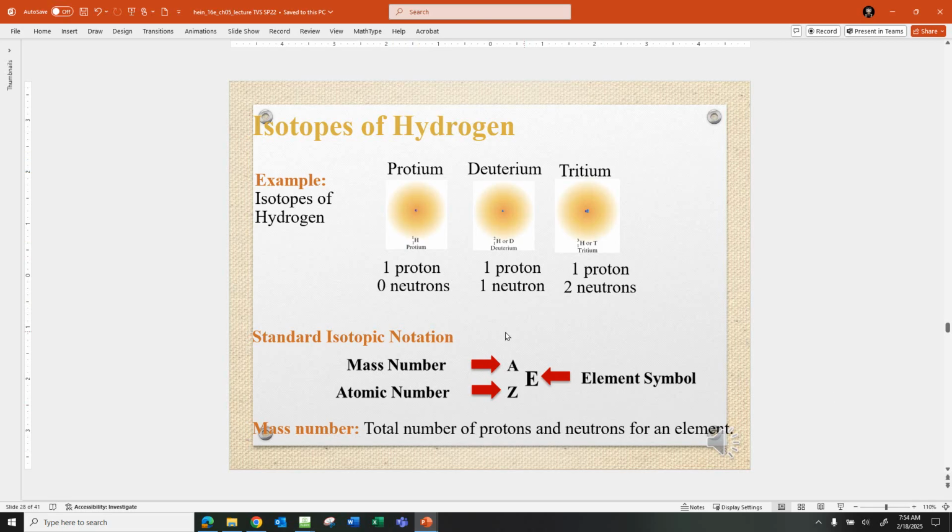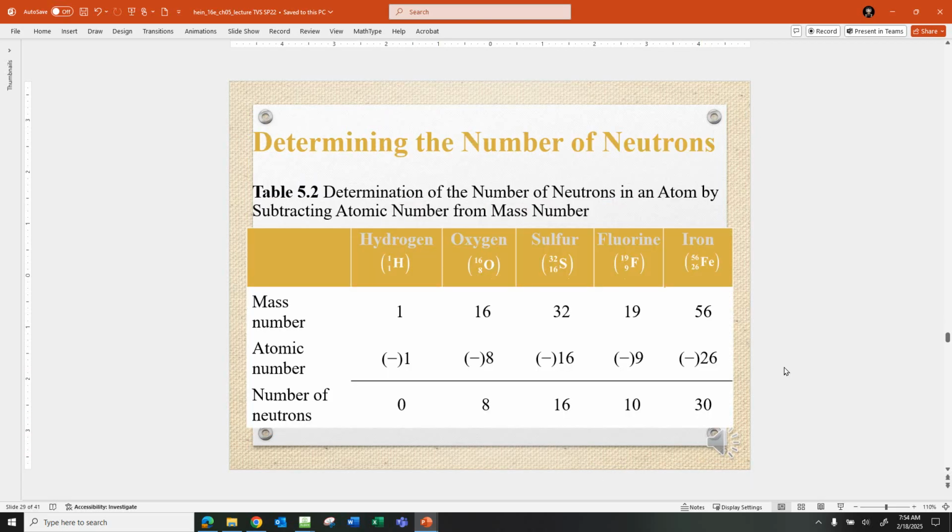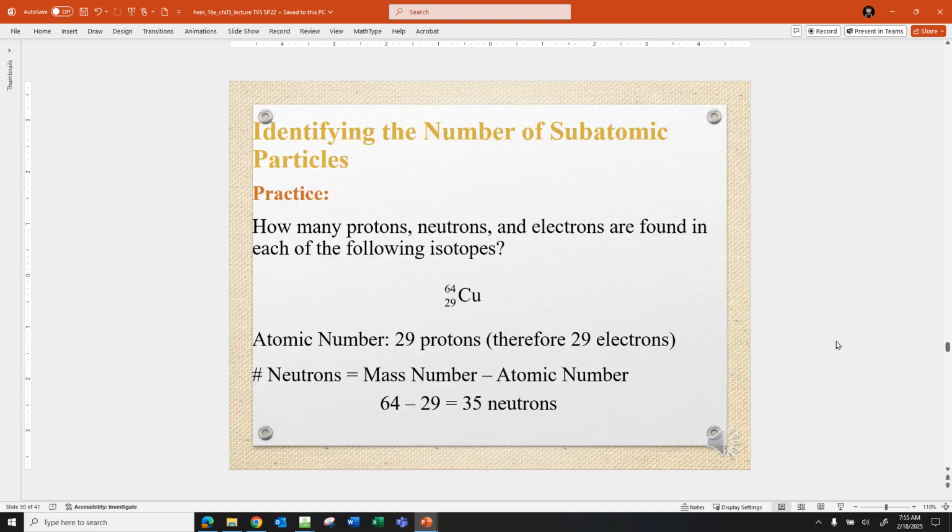Here's the generic way of writing isotopic notation for an element. E is the symbol, A is the mass number, and Z is the atomic number. Mass number is the number of protons and neutrons added together. To find the number of neutrons, you take the mass number minus the atomic number. Here's an example of hydrogen, oxygen, sulfur, and fluorine, and an ion: how to find neutrons if you're given the mass number and the atomic number. And then identifying subatomic particles from isotopic notation.